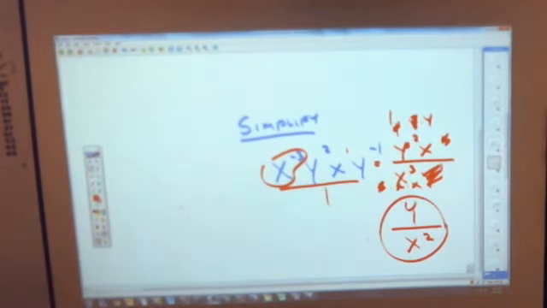I didn't say I liked it, but that's the way it is. I'm going to give you one more and then we're going to punt because this is getting ugly.